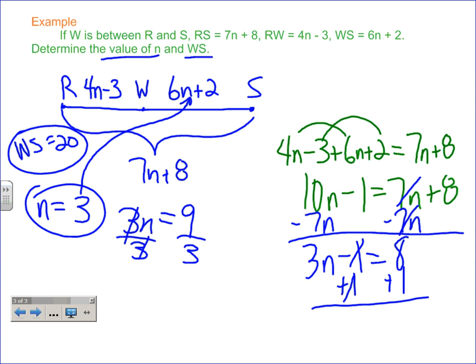We don't know 20 what, but we know it's 20 of something. And again, if you really wanted to make sure, you could have substituted 3 into all of these and made sure that it made sense. Okay. But it is correct. Any questions?